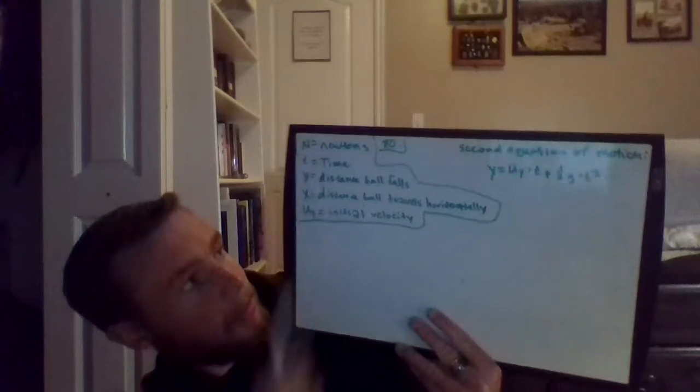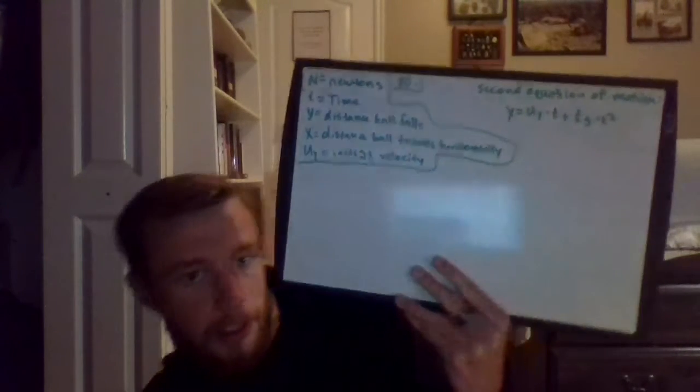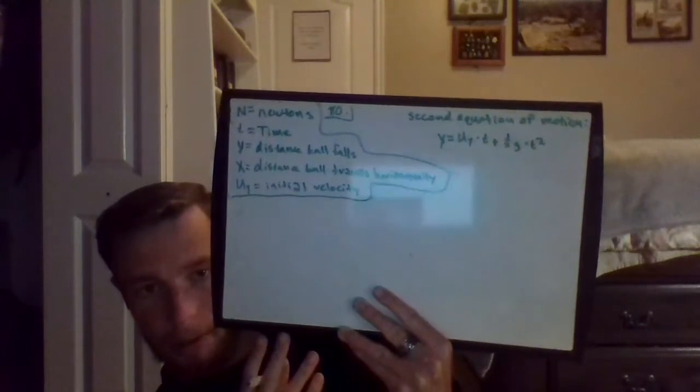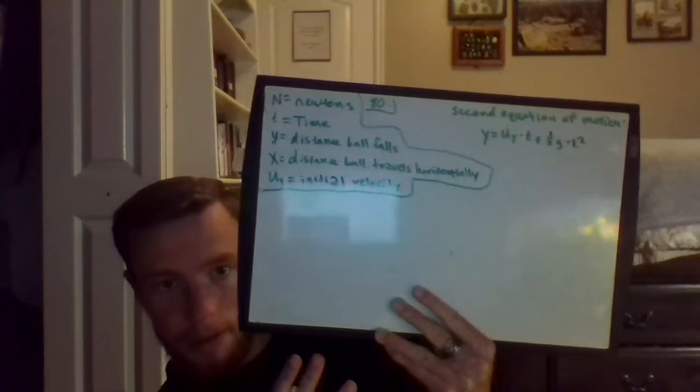Okay, so we have some abbreviations we need to know the meaning of. According to the second equation of motion, which is what we need to use, we're going to plug in what we've been given, this information. So the distance the ball falls is going to be 1.7.